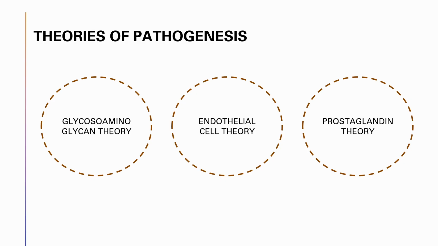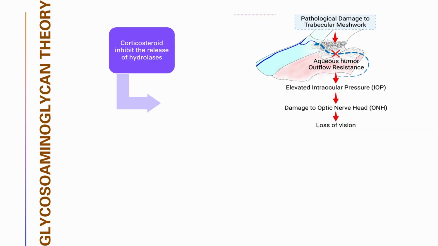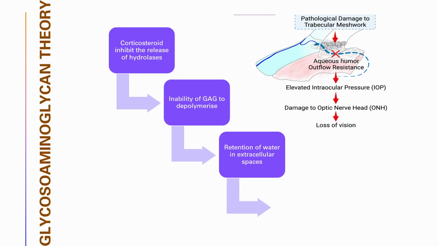Then theories of pathogenesis of steroid-induced glaucoma. There are three theories: glycosaminoglycan theory, endothelial cell theory, and prostaglandin theory. So first coming to glycosaminoglycan theory. In this theory, the corticosteroids inhibit the release of hydrolase, which leads to inability of glycosaminoglycan to depolymerize, and which leads to retention of water in the extracellular spaces, which can further block the trabecular spaces and lead to decrease in aqueous outflow.